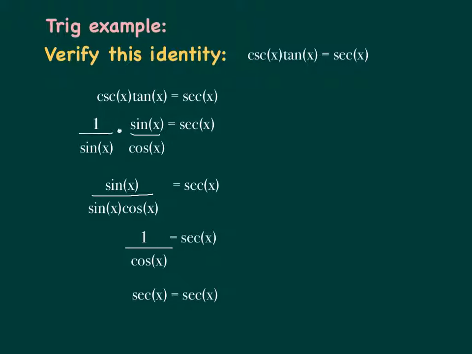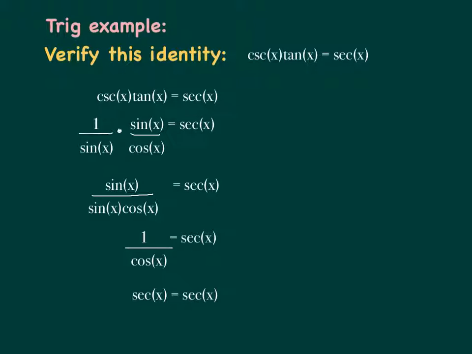This is my second tip. Try to write everything in terms of sine and cosine. It's probably going to help you. So now I have two fractions that are multiplied together, so I'm probably going to multiply those two fractions. So multiply the numerators, 1 times the sine of x, that's just the sine of x. Multiply the denominators, sine of x times the cosine of x, that's sine x times cosine x.